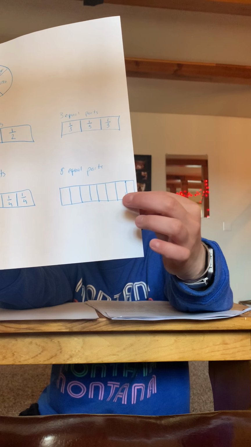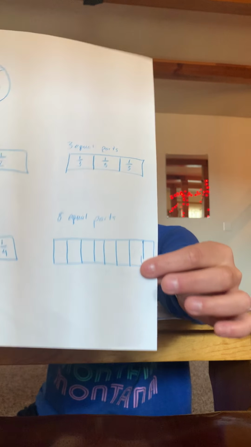Okay, so we have a rectangle that looks like this. There's 8 equal parts. What would our fraction be? Did you guess 1/8? You are correct, because there's 8 parts total. So you put the 8 on the bottom. And then how many is each part? 1. So 1/8. Okay?